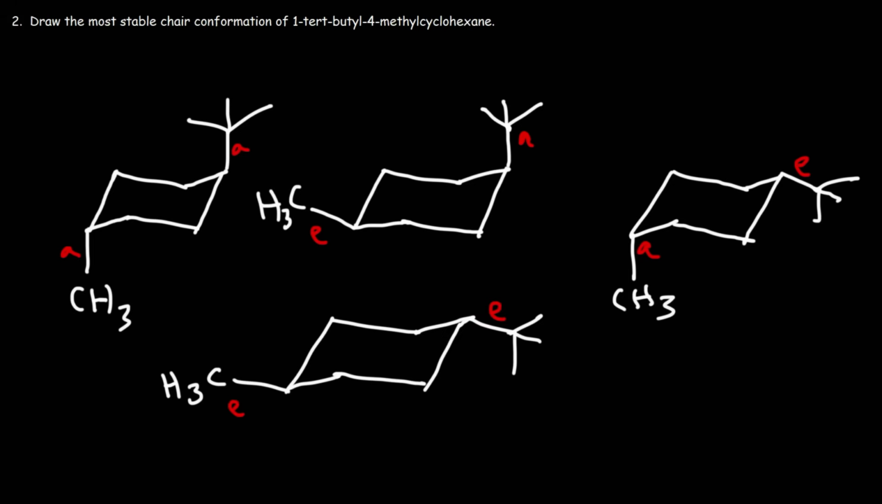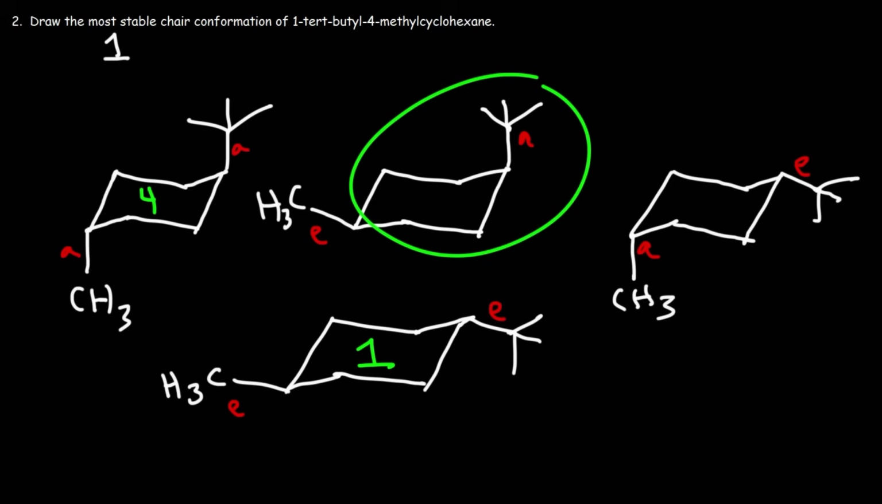Now let's rank the stability of the four conformations that we see here. So we're going to say that number 1 is the most stable, number 4 is the least stable. So which one is going to be the most stable chair conformation out of what we have listed here? The most stable is going to be the one where both groups are in the equatorial position. So this is number 1. The least stable is going to be the one where both groups are in the axial position. So that's this particular conformation.